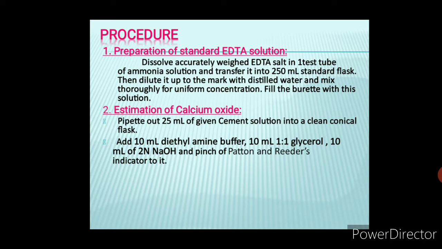Because when we are adding Patton and Reeder's indicator, calcium ions, Ca2+ ions present in the conical flask will be complexed by Patton and Reeder's indicator. There will be formation of a complex between calcium ions and Patton and Reeder's indicator, whose color will be red. Otherwise Patton and Reeder's color will be blue. So when it is added to the calcium solution, it will turn red.